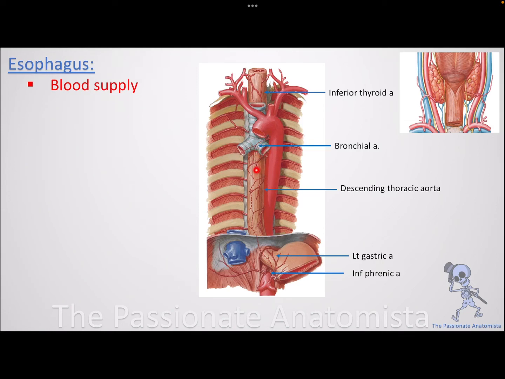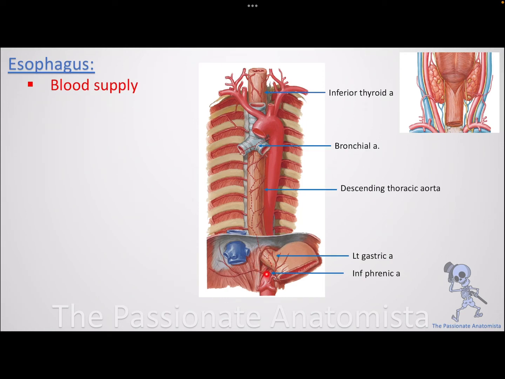They are going to give branches, and as you proceed, of course, your thoracic aorta is descending with the esophagus, so it should be giving it some branches. And then down, at the lower part of the esophagus, you have branches from the left gastric.